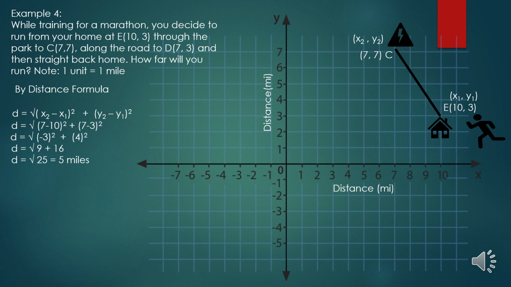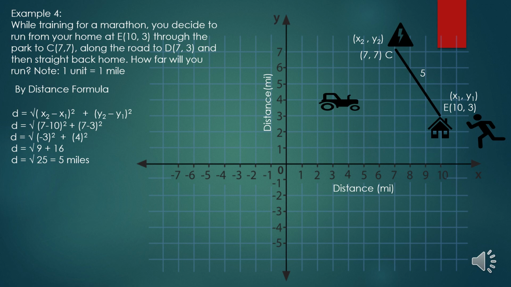So we will just substitute the given. We come up to the square root of 9 plus 16, and that is the square root of 25. Then the square root of 25 is equal to 5. It is a perfect square. So the distance the runner covered from his home going to the park is equal to 5 miles, because in our problem, every 1 unit is equivalent to 1 mile.